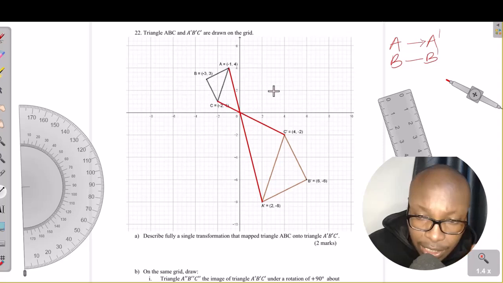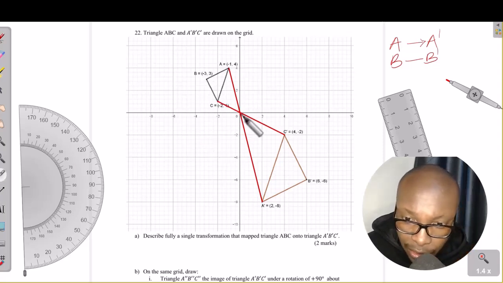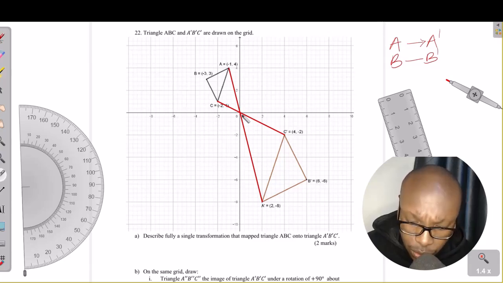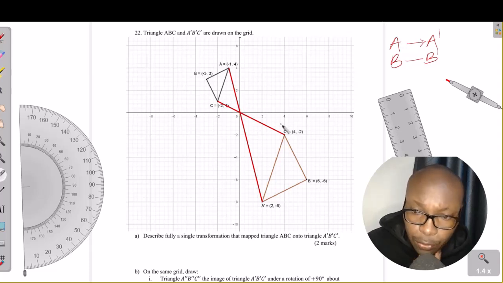Now, where those lines meet, that is the center of enlargement. These are the two lines connecting from the object point to the image point. So I've joined A, the object point, to A prime, the image point, and then I've joined C to C prime. The object is C, the image point is C prime. Where the two lines meet, that is the center of enlargement. So the center of enlargement is the origin, which is O. Now from there, let us get the scale factor of enlargement.